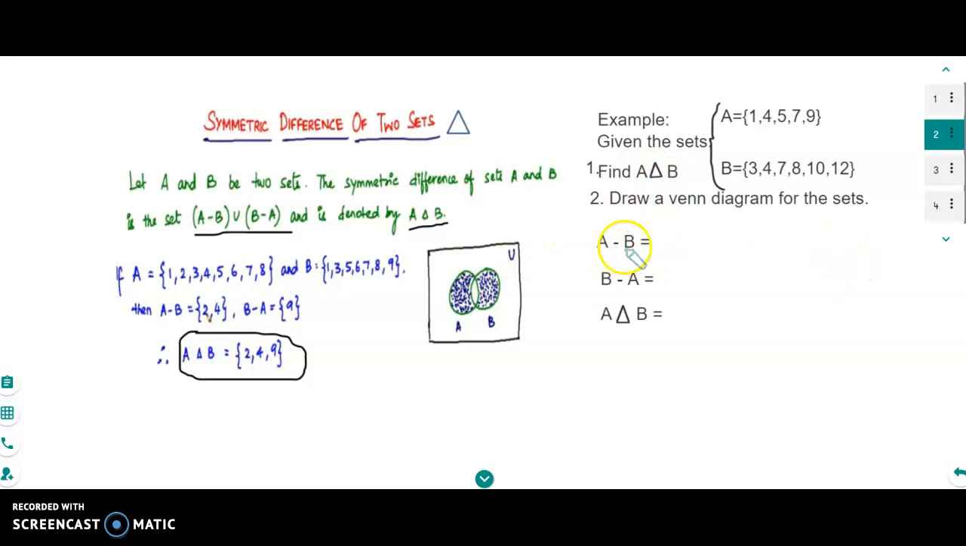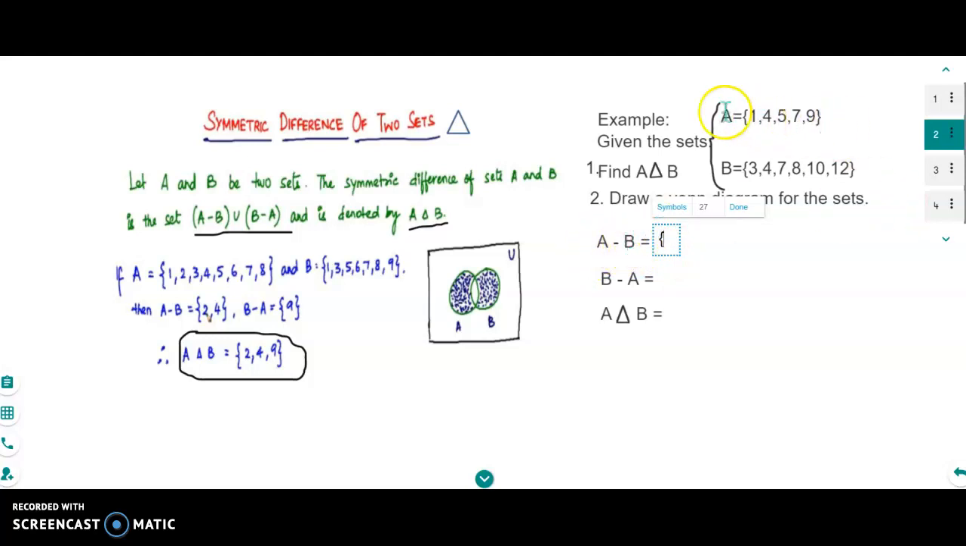First we find A minus B, then we get B minus A, and finally we get A symmetric difference of B, the union of this and this, okay? So let's start with the first one, A minus B. Remember, we already know how to find the difference, the elements that are in A but not in B.